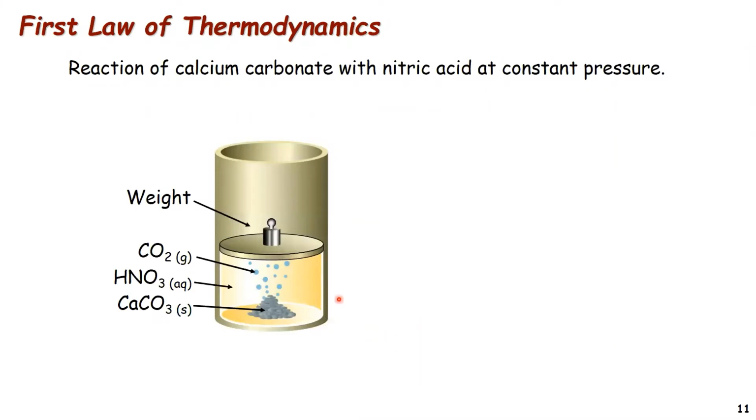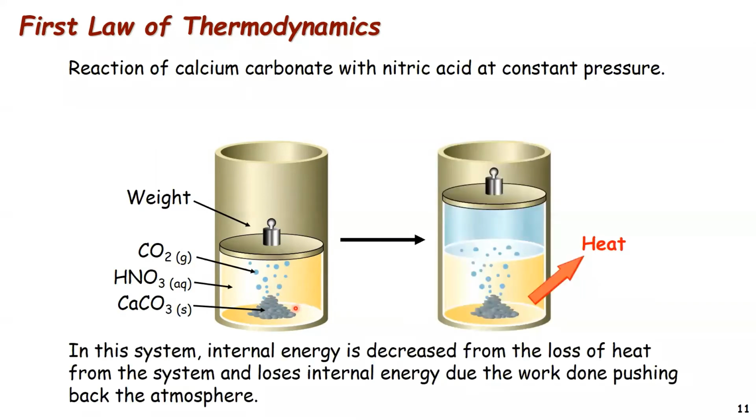So here we have a similar system, right? In this cylinder, I have some calcium carbonate, and I put it in an acidic solution. And of course, we know that when carbonates react with acids, they produce carbon dioxide gas and water. So the carbon dioxide gas has to go somewhere, so it's going to end up pushing up on the weight, okay? And it's also exothermic, so it gets hot. It's going to release heat.